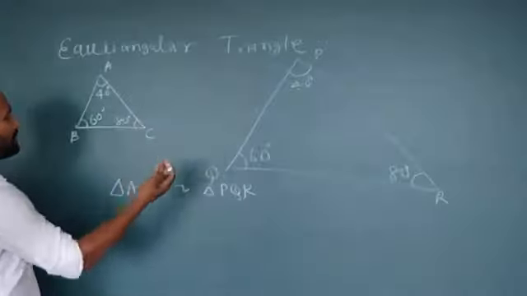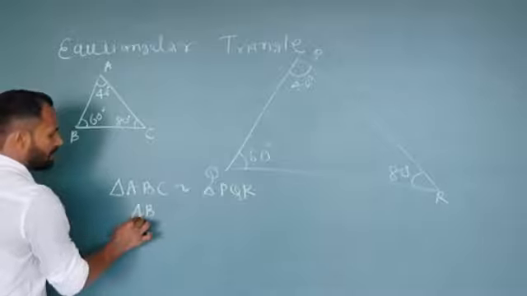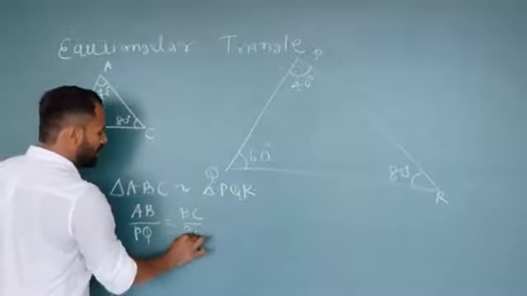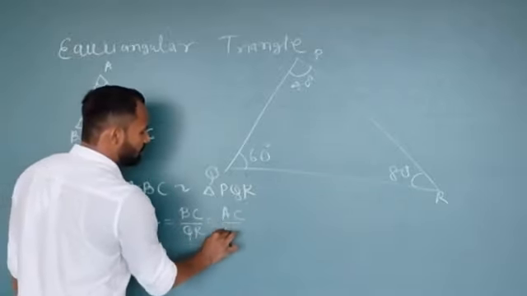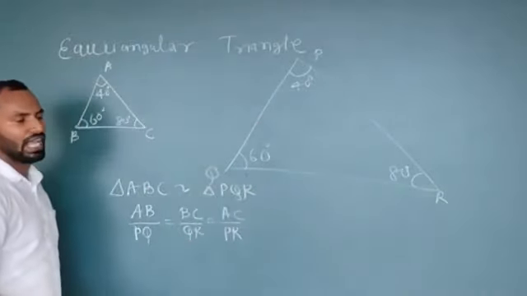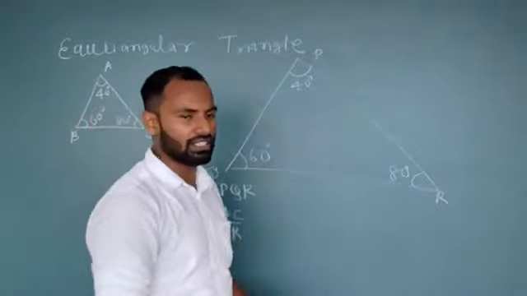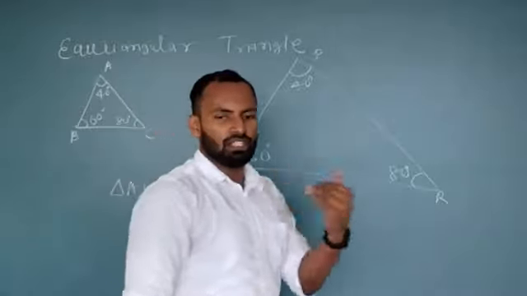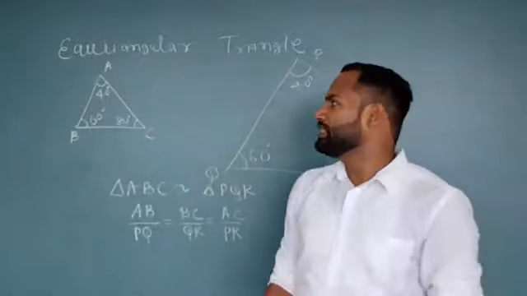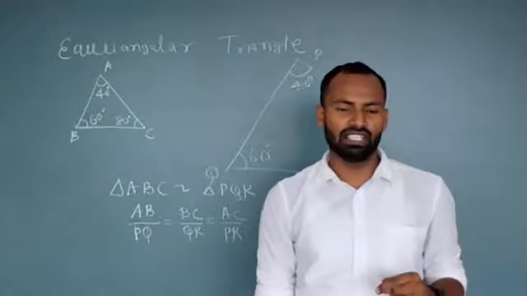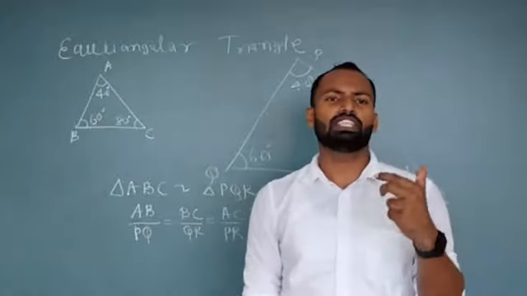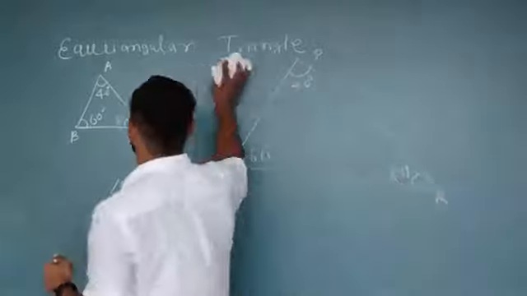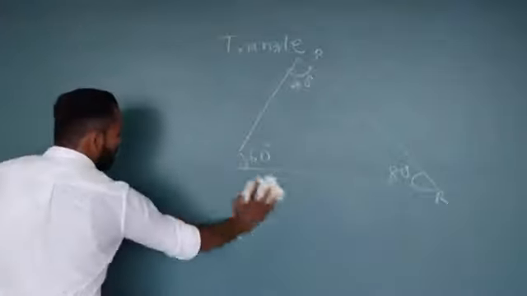If angles are equal to each other and the triangles are similar, we can also write AB upon PQ is equal to BC upon QR is equal to AC upon PR. So if triangles are similar to each other, you can write this. Okay? I hope you understood. After some time, some people believe that this statement given by Thales led to a theorem called Thales theorem or basic proportionality theorem. So let's discuss basic proportionality theorem.